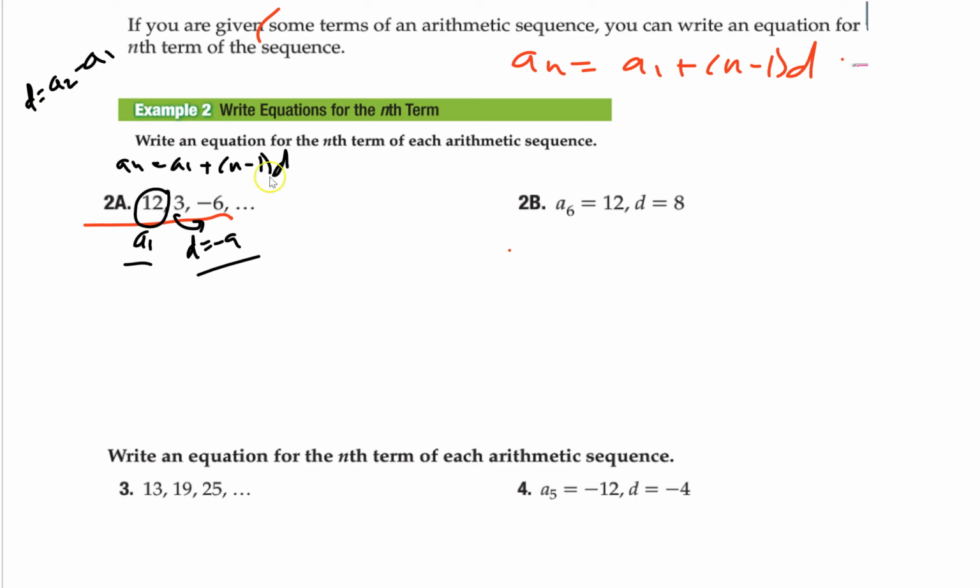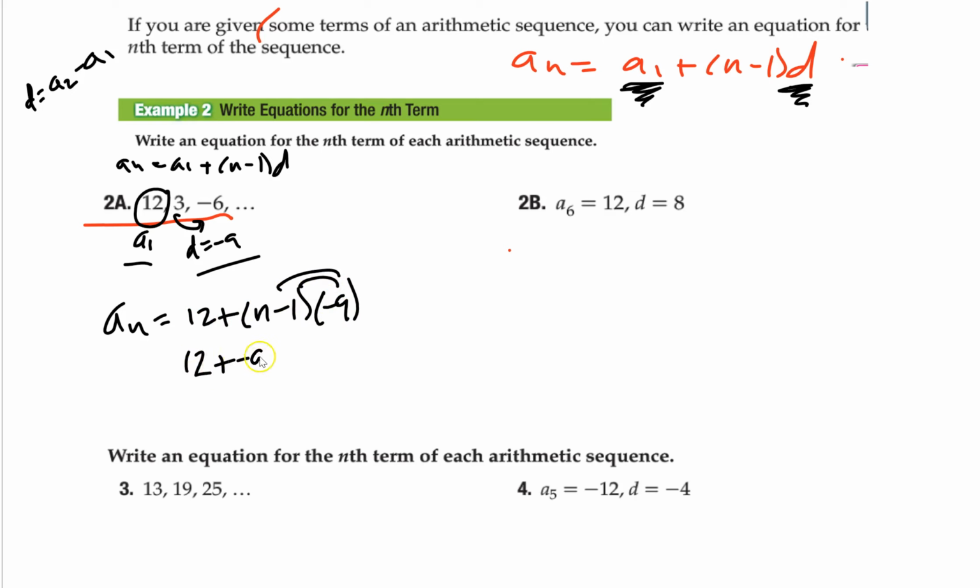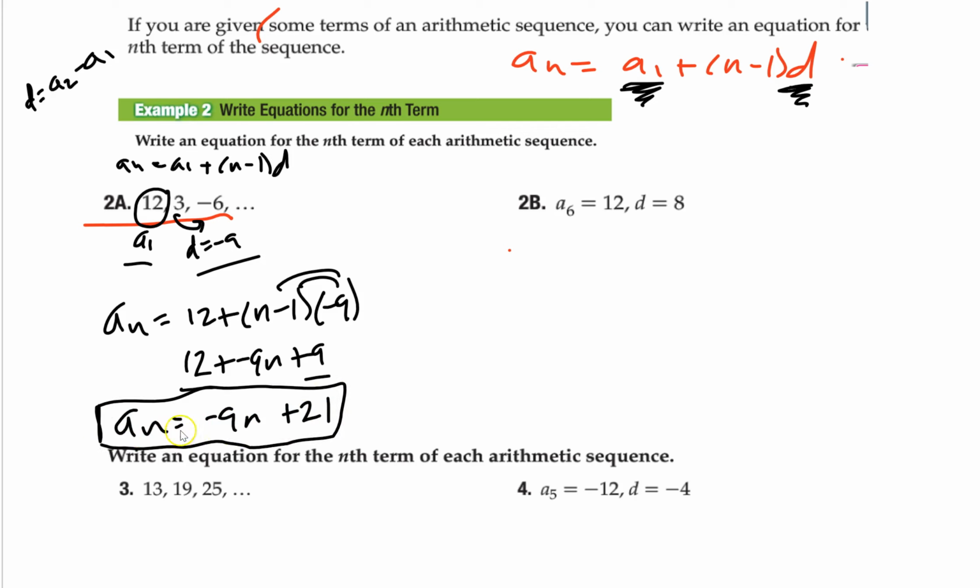So I have my a1, I have my common difference, plug it in. It's all you need. Right? If you want to make a formula, all you need is a1 and the common difference. So 12 plus n minus 1 times -9. Distribute. 12 plus -9n plus 9, right? Two negatives make a positive. Add up like terms, and my formula is negative 9n plus 21. Remember, once you have the formula, you can do anything you want. You want to figure out the 12th term, plug in 12. Want to figure out what term equals 13, plug in 13, solve for n. So that's the idea. That's the easy one.